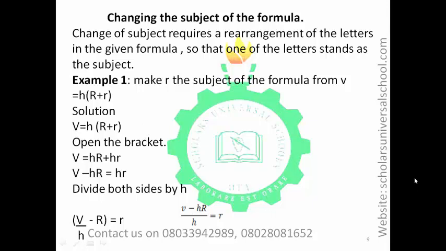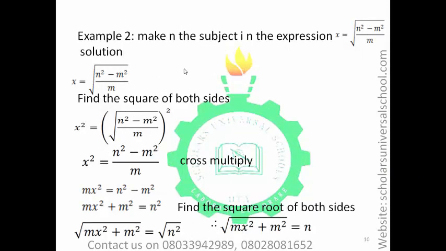So let's move on to the next example. Example 2. Make n the subject in the expression x is equal to square root of n squared minus m squared over m. We want to make what? We want to make n, this n that is there, we want it to stand out. Instead of x, we want this small n to come and replace x here. So how are we going to do that? Let's look at the solution.